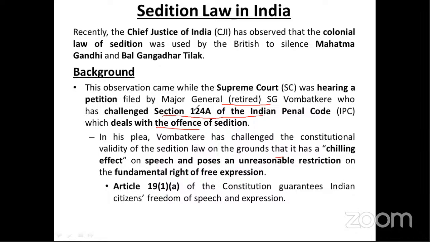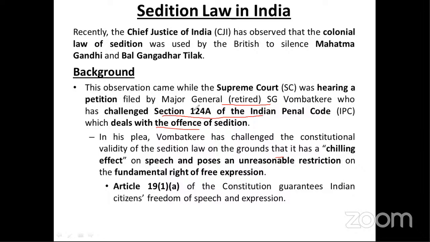because of this criticism it causes violence or disturbance in any part of the country, or between two groups, two religious parties, two religious activities, that is called sedition. This was a petition filed in the Supreme Court by Major General (retired) S.G. Bombatkere.